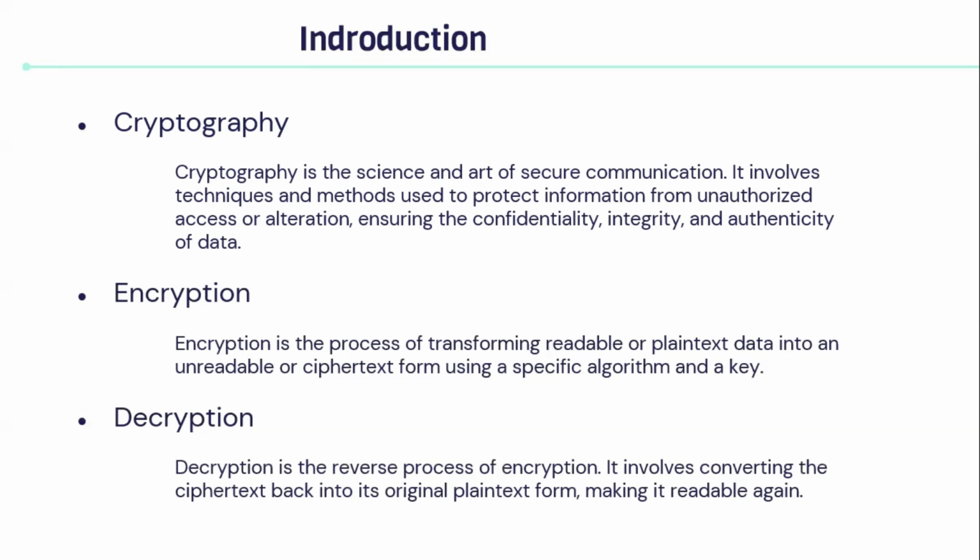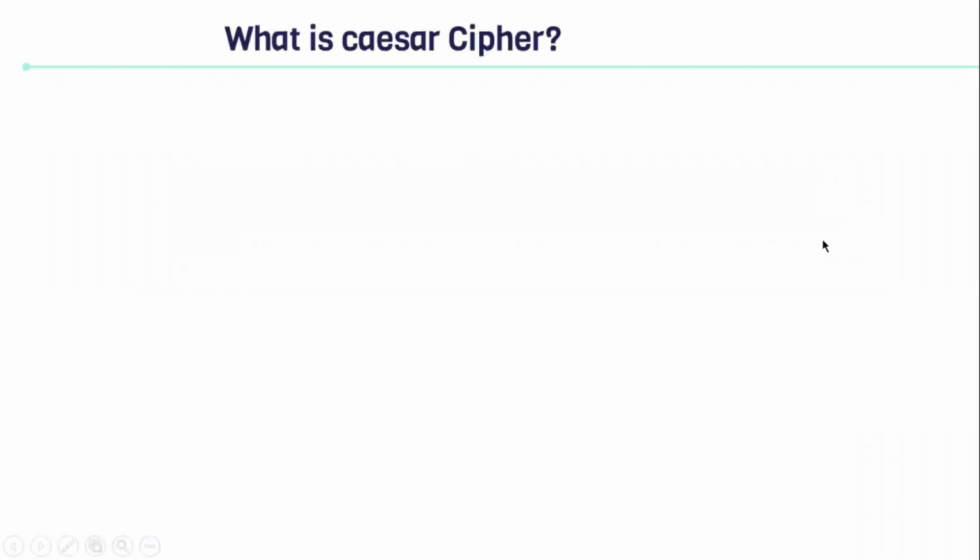And decryption is the opposite of encryption. It involves converting the ciphertext, or the unreadable text, into its original plain text form, making it readable again. So there are many algorithms used in cryptography. One of them is the Caesar cipher algorithm. So let's understand the Caesar cipher algorithm.